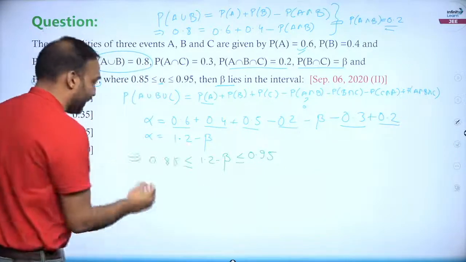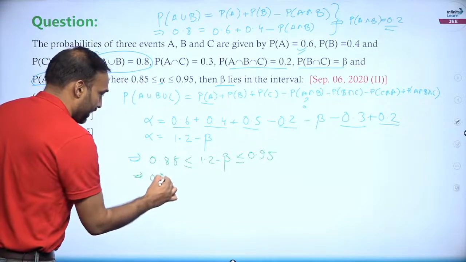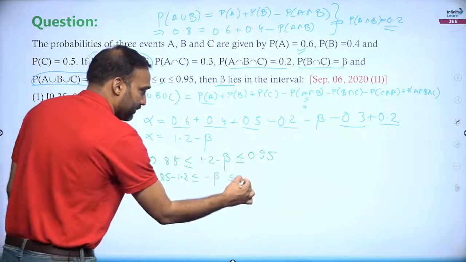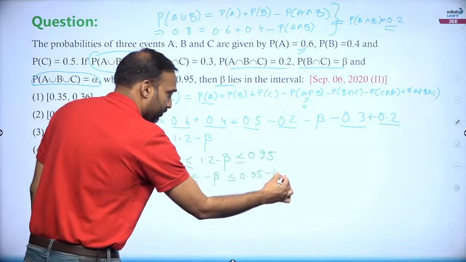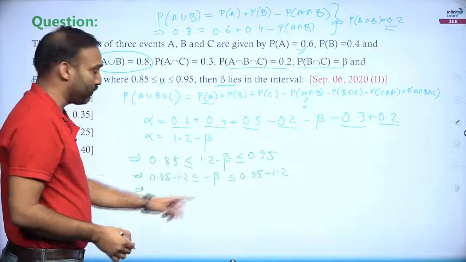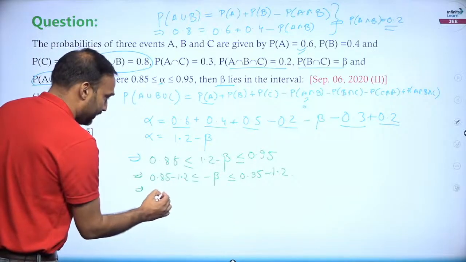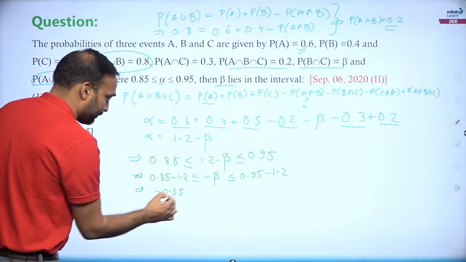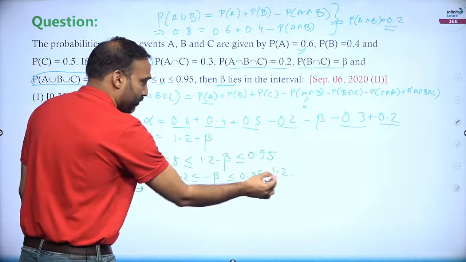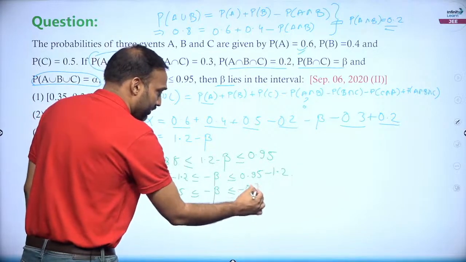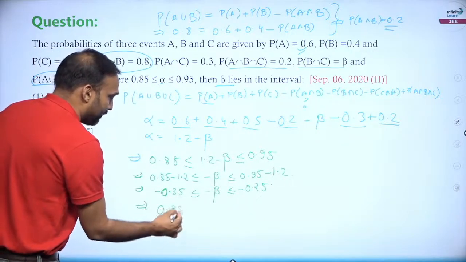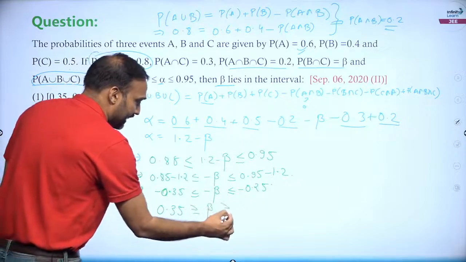So now I will subtract 1.2. 0.85 minus 1.2, minus beta, minus 1.2. So if I subtract 0.85 minus 1.2, this is how much? Minus 0.35, minus beta. How much is this? 0.2 and 0.5, so minus 0.25. Now multiply with a minus sign. Remember, if I multiply with a minus sign, the inequation will change its sign.